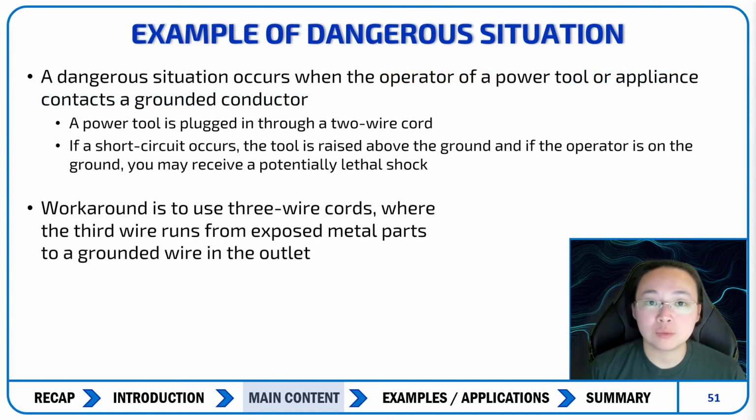So then we have to move on to what are examples of a dangerous situation and how can we be placed in a dangerous situation. This happens when the operator of a power tool or an appliance contacts a grounded conductor. So let's say your power tool is plugged in through a 2-wire cord. If a short circuit occurs, the tool is going to be raised above the ground and therefore at a higher potential. And if I am standing on the ground with no protection, then I'm going to potentially receive a lethal shock because the short circuit is going to take place.